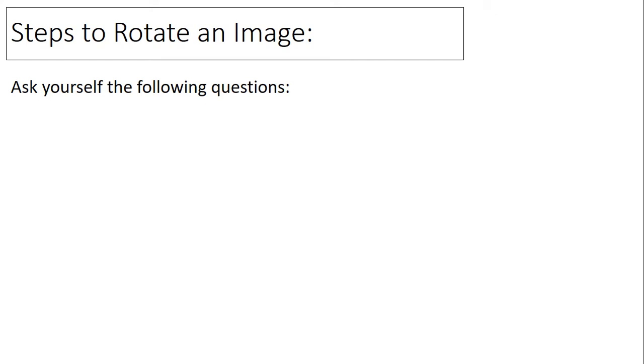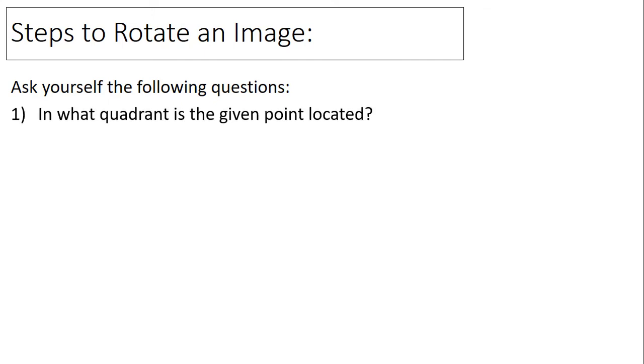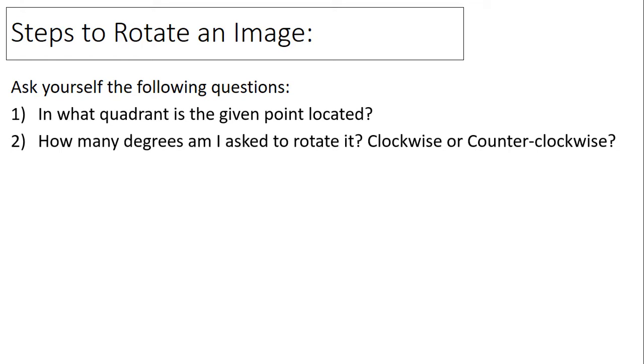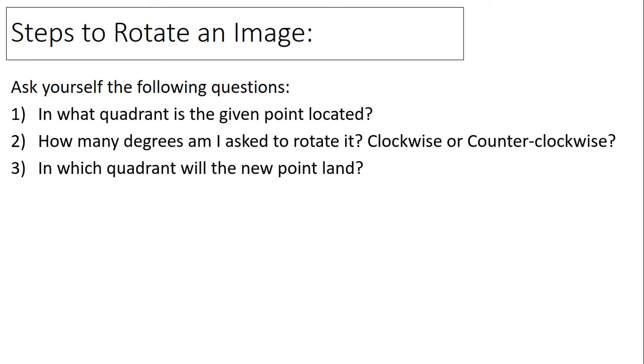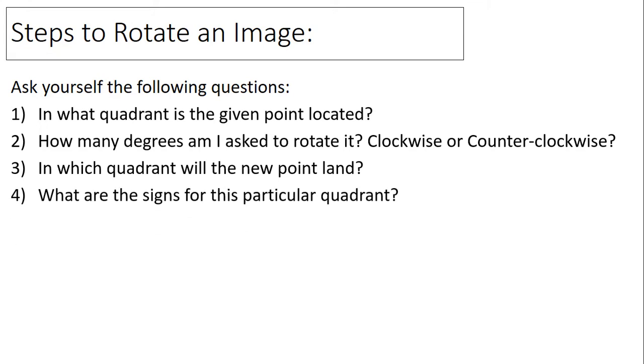Steps to rotate an image. You'll ask yourself the following questions. Step 1. In what quadrant is the given point located? Step 2. How many degrees am I asked to rotate this point? Clockwise or counterclockwise? Step 3. In what quadrant will the new point land? Step 4. What are the signs for this particular quadrant?